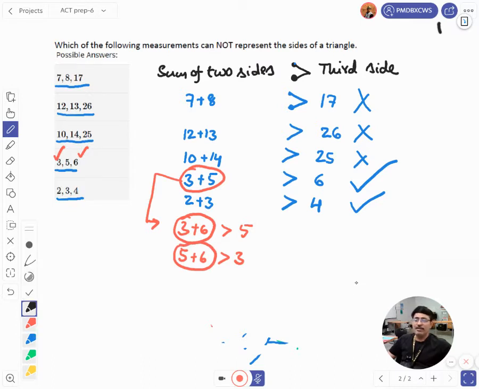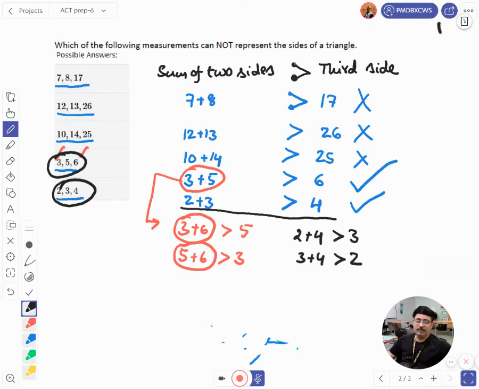Now let's take the other combination, that is 2, 3 and 4. Let me check 2 and 4. Is it greater than 3? Yes. Then 3 plus 4. Is it greater than the other side? Yes. So now we have two options. Both these options are correct. Okay, now questions on this.